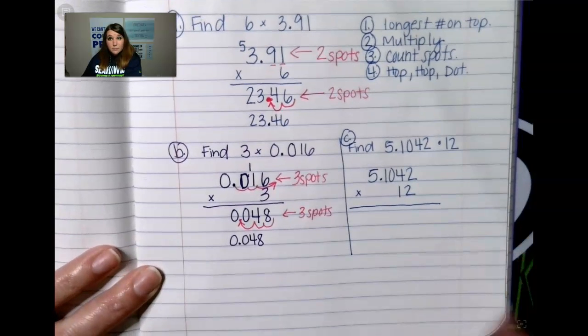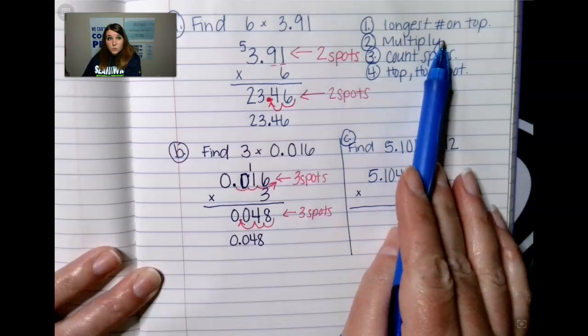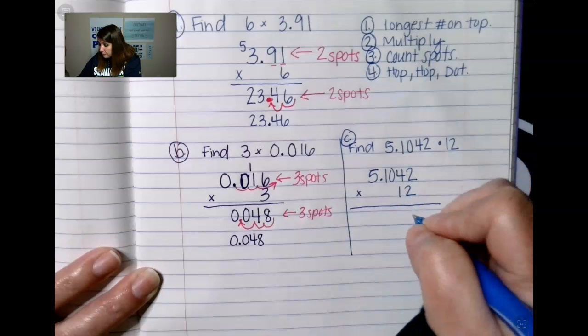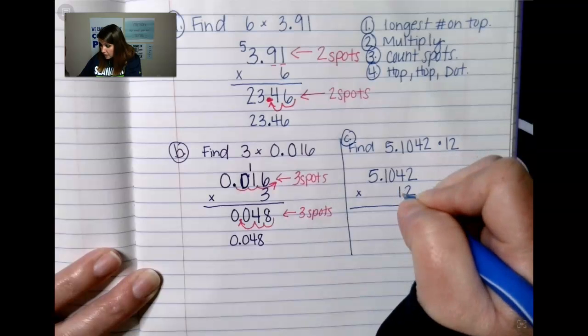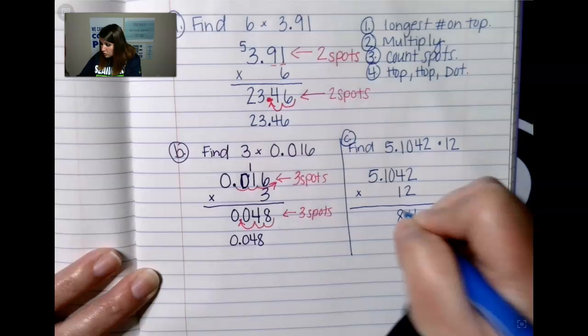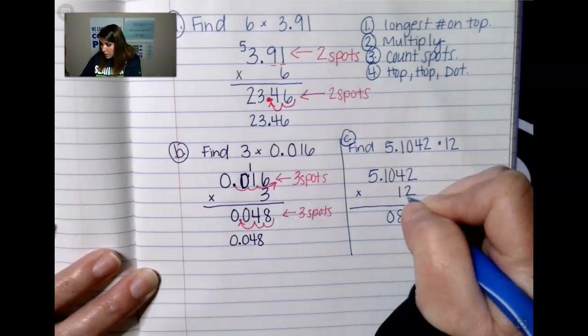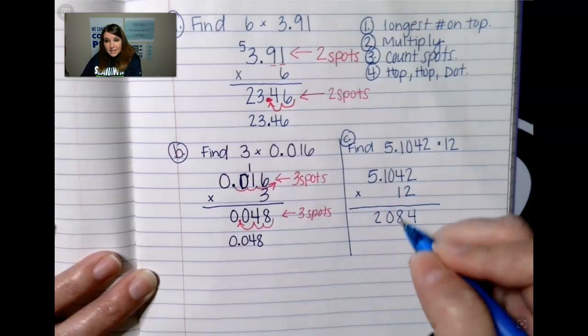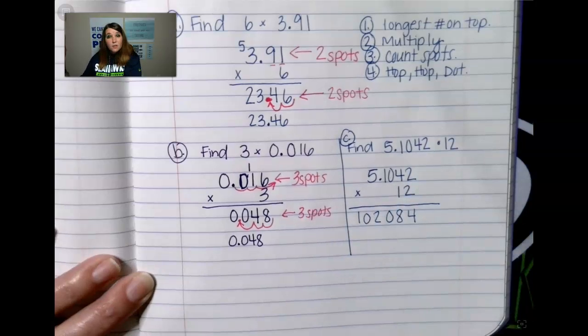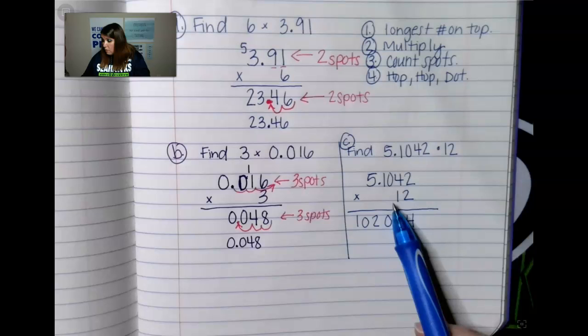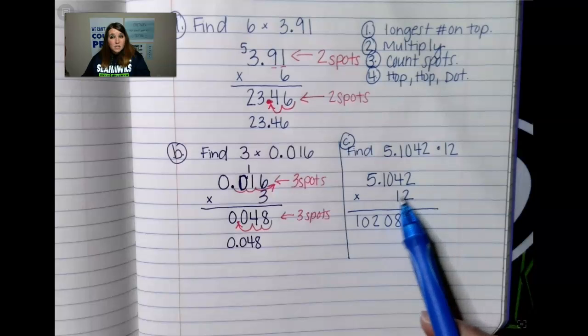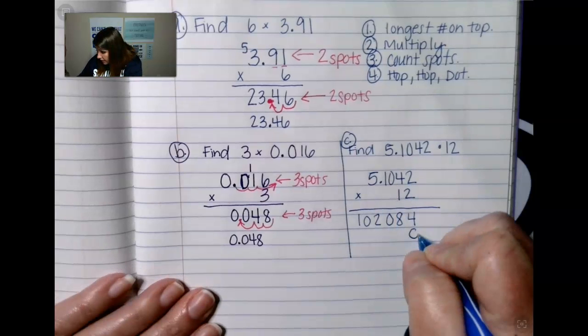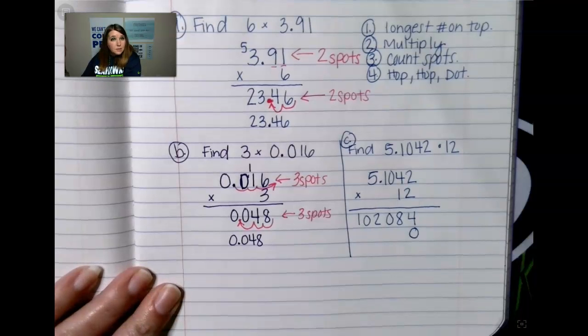Ready to multiply. Step 2, multiply. 2 times 2, 4. 2 times 4 is 8. 2 times 0, 0. 2 times 1 is 2. And 2 times 5 is 10. Now this is where you get tricky. Remember that this 1 is really like saying 10. We're multiplying by 10, so we need to put a placeholder here of 0.